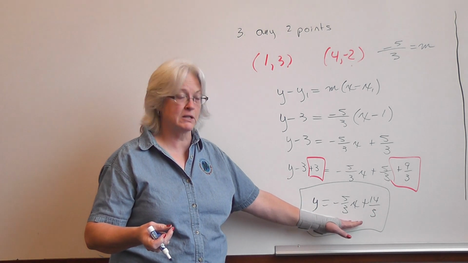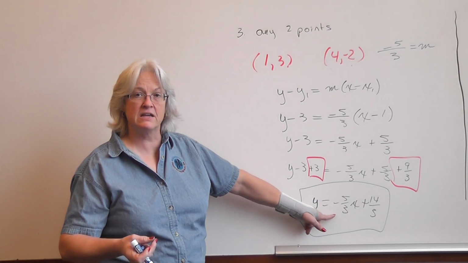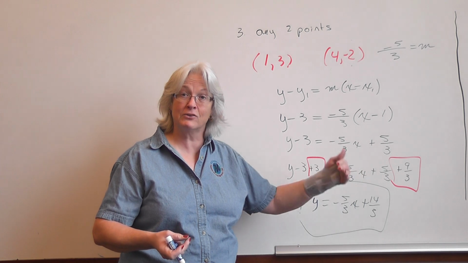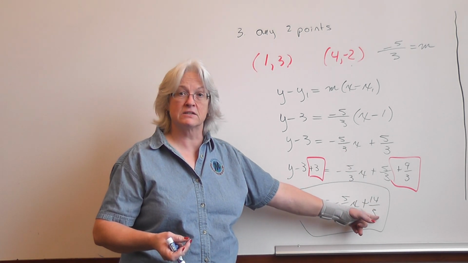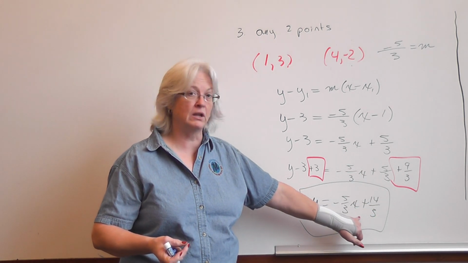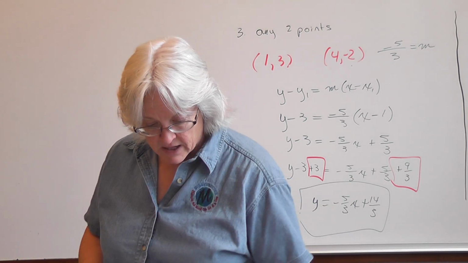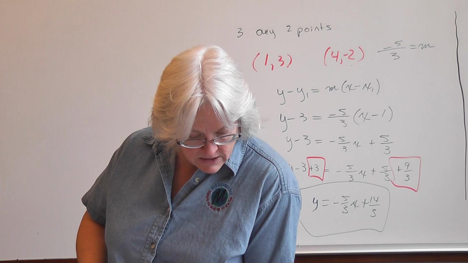So the graph of this line goes downhill because it has a negative slope, and it crosses the y-axis, or intersects the y-axis, at the point where y is equal to 14/3. That's all that's really involved in these. Let me go ahead and take another example for you.